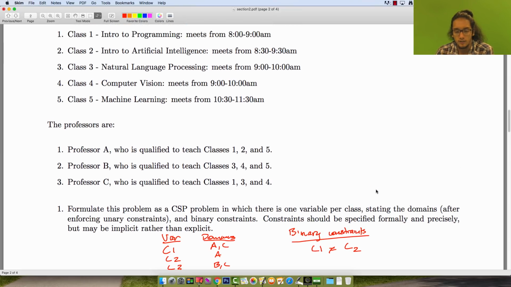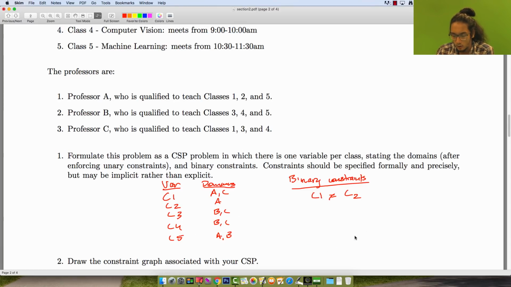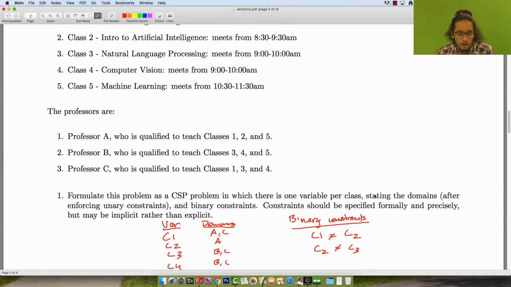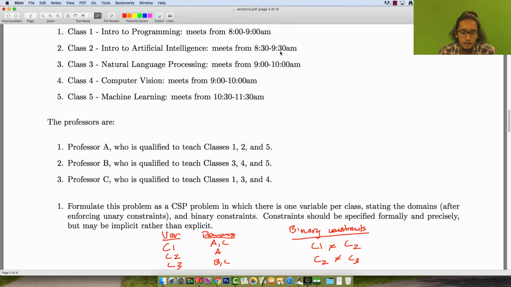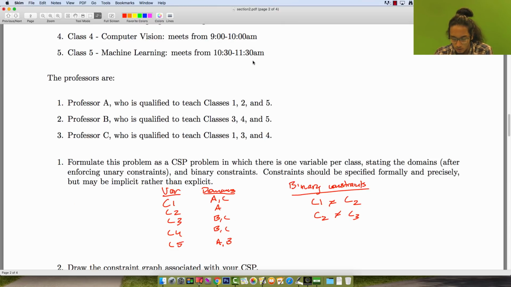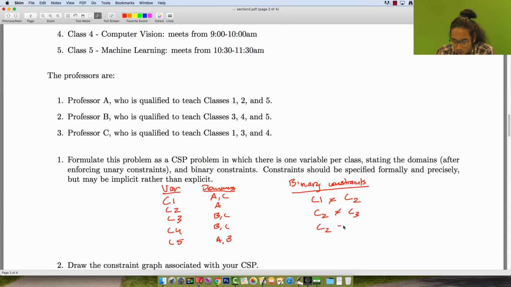And let's keep on going for the rest of the classes. So class 2 and class 3 also have an overlap, which means let's add over here C2 not equal to C3. And which ones are the other ones? Well, it seems that class 2 and class 4 have an overlap. Class 3 and class 4 fully overlap, in fact. And class 5, it seems, does not overlap with any of the others. So there's these two. There's C2 not equal to C4 and C3 not equal to C4. And that's all the binary constraints.